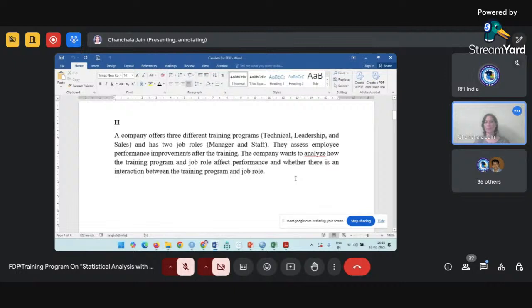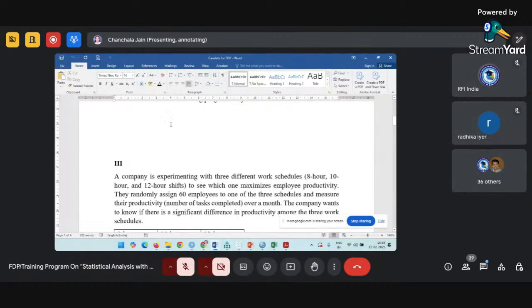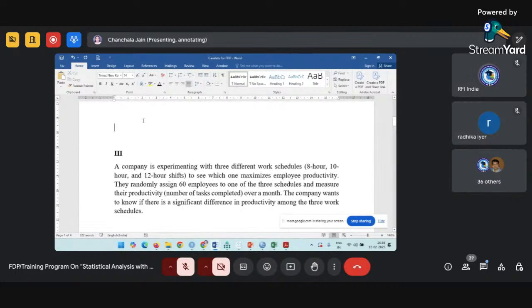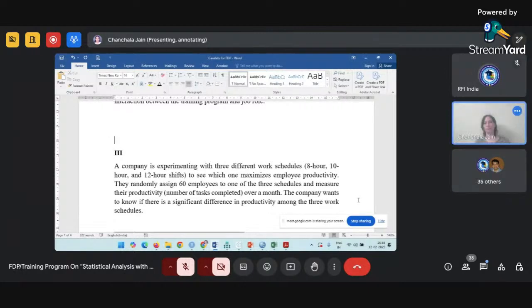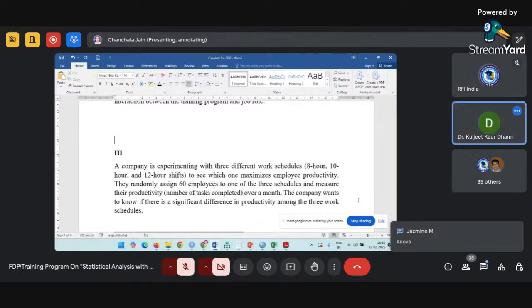Shall I take one more? Yes, ma'am. Correlation, ma'am. Okay. Yes, ma'am. Correlation. Okay. Anyone else? Ma'am, is it ANOVA? It's ANOVA. Which ANOVA?